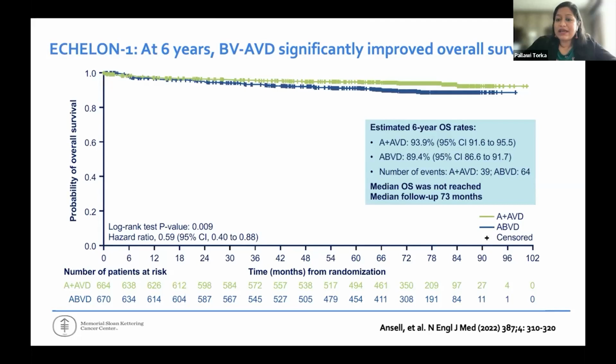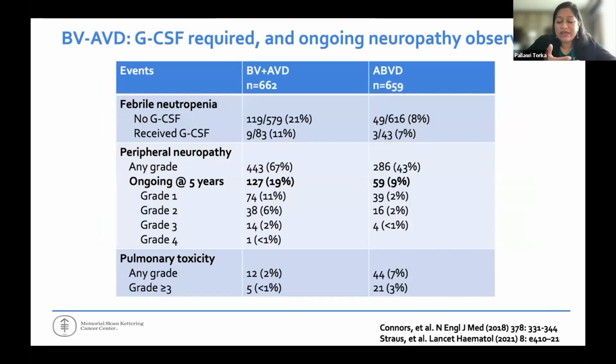And based on this data, if a patient is young and otherwise able to tolerate treatment, the preference should be AAVD. Now, what is the problem with AAVD or BVAVD, whichever you prefer, is the side effects. So it increases the cost by a lot because brentuximab, of course, is expensive, but also you need mandatory GCSF prophylaxis, and that adds to the cost exponentially.